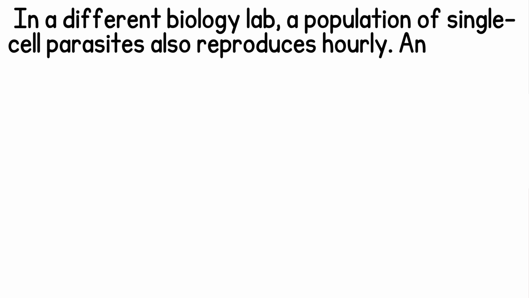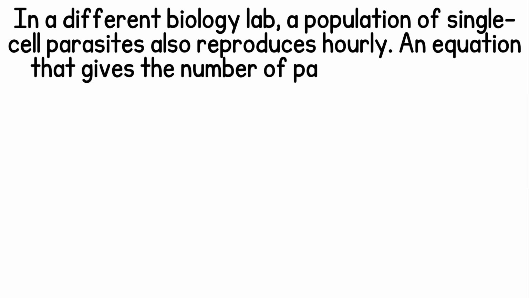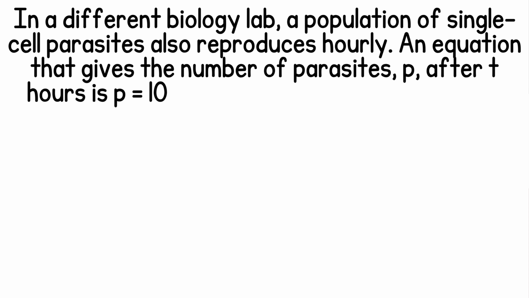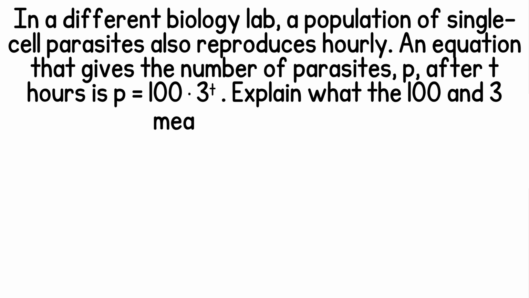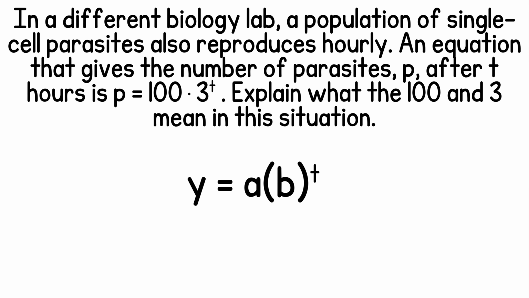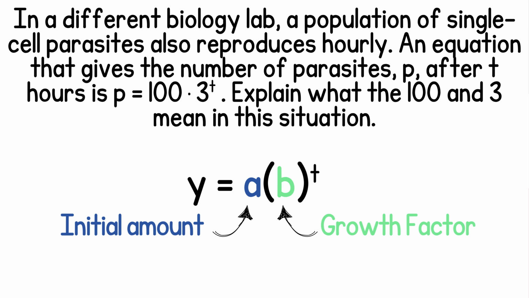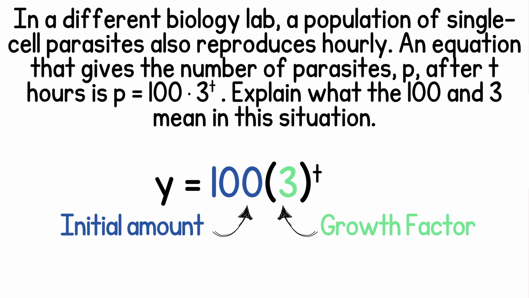In a different biology lab, a population of single-cell parasites also reproduces hourly. An equation that gives the number of parasites P after T hours is P equals 100 times 3 to the T power. We're going to explain what the 100 and 3 mean in this situation. So we know that every exponential function can be written as y equals a times b to the x power, where a is the initial amount and b is the growth factor. So if we take the equation that they gave us of P equals 100 times 3 to the T power, then we can see that we have an initial amount of 100 and the growth factor is 3, so this is tripling.